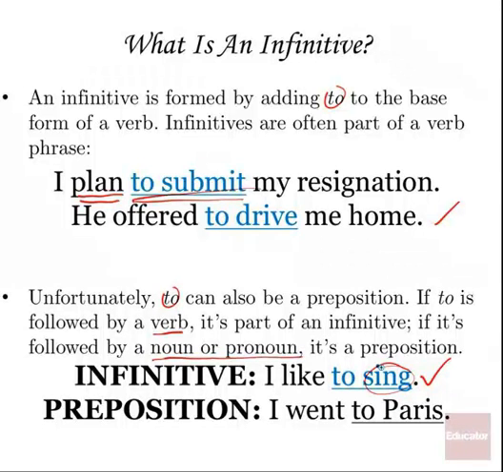But you can use to as a preposition and say, I went to Paris. Well, Paris is a noun. It's a proper noun. It's always a noun. There's no verb to Paris. So you know that our second sentence is a prepositional phrase, and our first sentence uses to in the context of an infinitive.